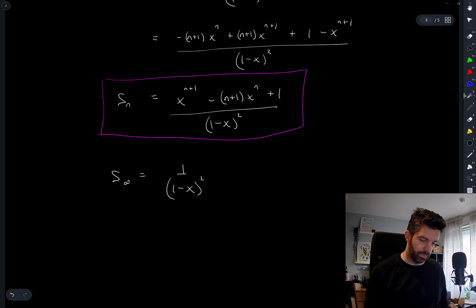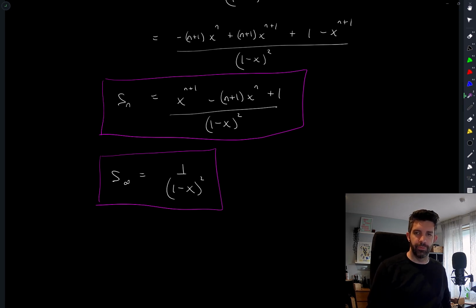But I mean, we're basically done, right? If x is less than 1 in absolute value, then as we take a limit as n goes to infinity, these both go to 0. So that's also essentially done right away. I'm not sure if this is exactly the expression that was intended to be arrived at, but it's the most sensible thing that I can make from the way that this is written.